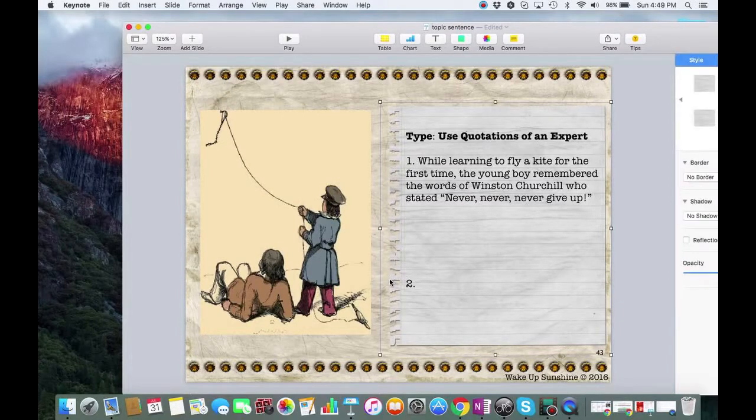So once again, utilizing this picture and the use quotations of an expert, my new topic sentence is, while learning to fly a kite for the first time, the young boy remembered the words of Winston Churchill, who stated, "Never, never, never give up." Now it's your turn.